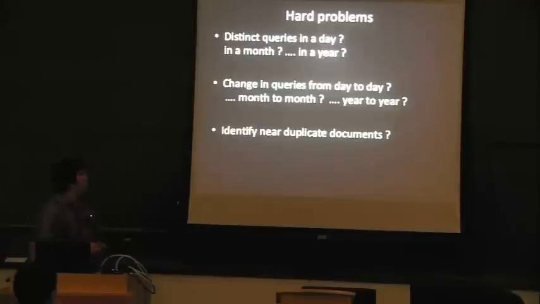Of course, answering this question of how many distinct queries you have is a very simple statistic that you might want to compute and keep track of as time goes by. But you might want more sophisticated statistics like how much did the queries change from day to day? How much are they different today compared to yesterday? How much are they different this month compared to the previous month? This month compared to the same month last year, and so on and so forth. And all of these very simple questions just seem incredibly difficult when you're dealing with the sizes of data that Google deals with.